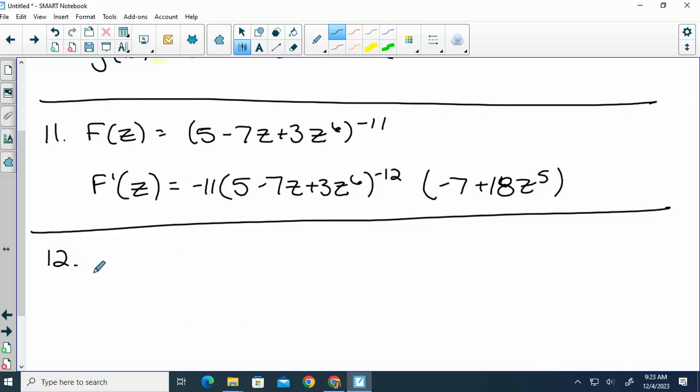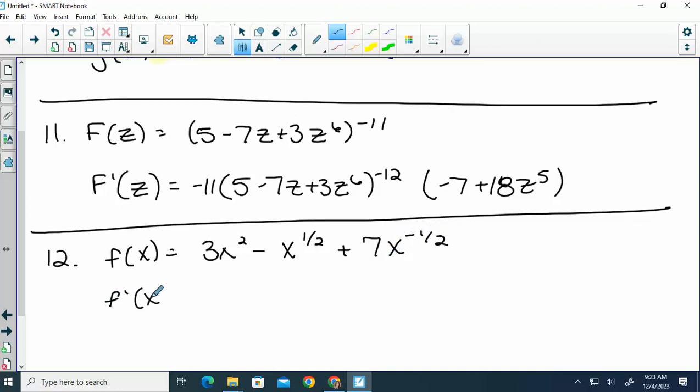Number 12. If you want to make your life easier on this one, we have 3x squared minus the square root of x, so that would be x to the 1/2, plus 7 over the square root of x, which would be 7x to the negative 1/2. And now it's just a power rule.